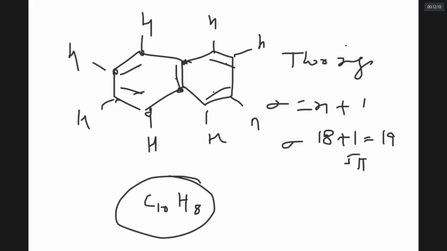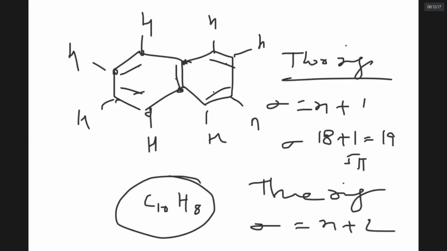Yes, sir. Clear. If it has 3 rings, number of sigma bonds is equal to number of atoms plus 2. If the structure has 4 rings, number of sigma bonds is equal to number of atoms plus 3. Have you seen the pattern?